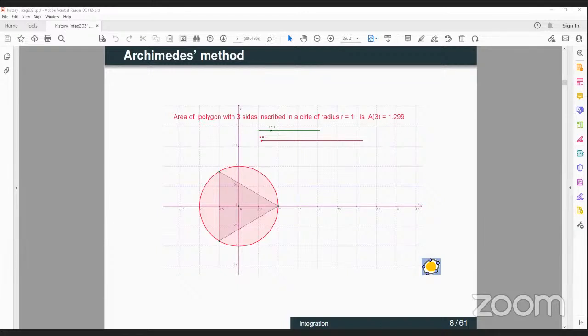And next, to remove more than half of what is left, you take the midpoints of these arcs and make it the octagon. The area of the octagon is more than half of the area of the square. So you'll get something.